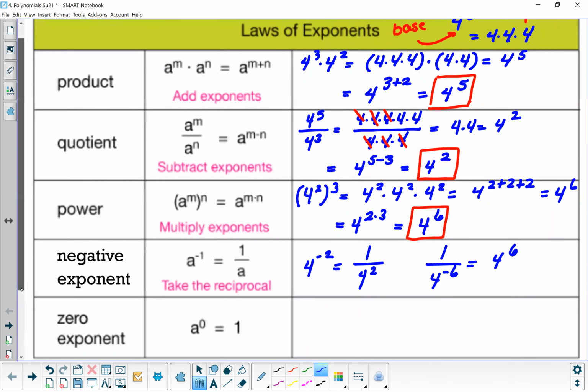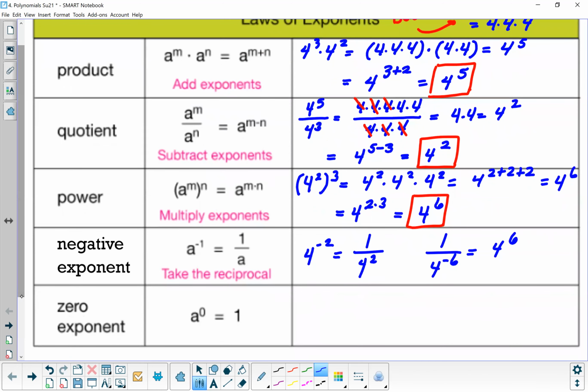And then lastly, our zero exponent law. Let's say we have 4 to the 0 power. That is equal to 1. And worth noting, let's say we have negative 4 to the 0 power. That is equal to negative 1. Okay, and I'll do one more iteration for this. If we have in parentheses negative 4 to the 0 power, that is equal to 1.